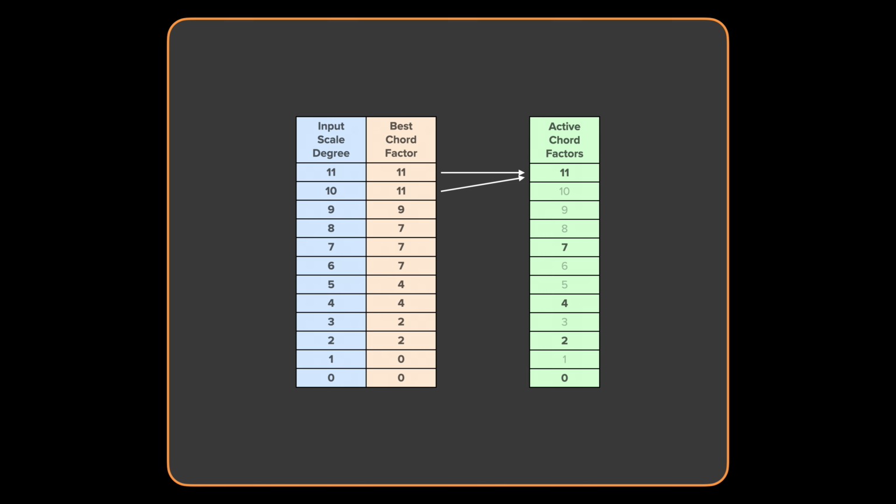What if chord factor 11 were not active in the harmony? What happens if a note comes in at scale degree 11? It turns out that a note 12 semitones above the root has the same chord factor as the root, so the chord factor above 11 is 0. If an input note arrives 11 semitones above the tonic of the scale, Rule 3 would pick the chord factor above 11, chord factor 0.